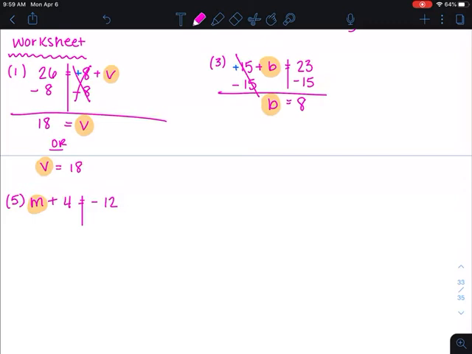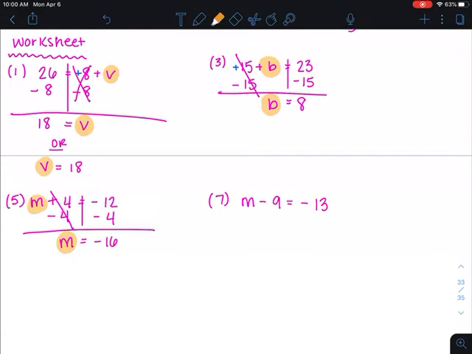Alright, so our variable in this case is m. Currently with m, we're adding 4 to it, and the opposite of adding is subtracting, so we're going to subtract 4 from both sides of the equal sign. So my 4 minus 4 will be 0, it will cancel out. I have m, my equal sign will remain the same, and negative 12 minus 4 is negative 16. M is by itself, therefore we are done.